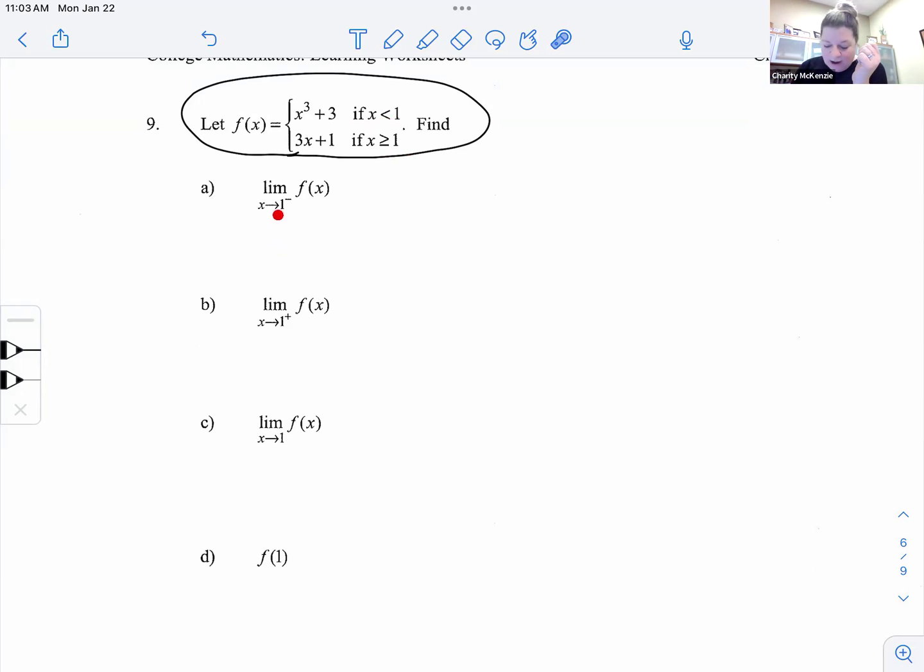So we are at 1 from the left side. So we're getting to 1 on that left side. So just think of a number line, right? Here's the value 0, so here's 1. If I'm coming in from the left side, then those numbers are less than 1. So I'm going to use the top function.